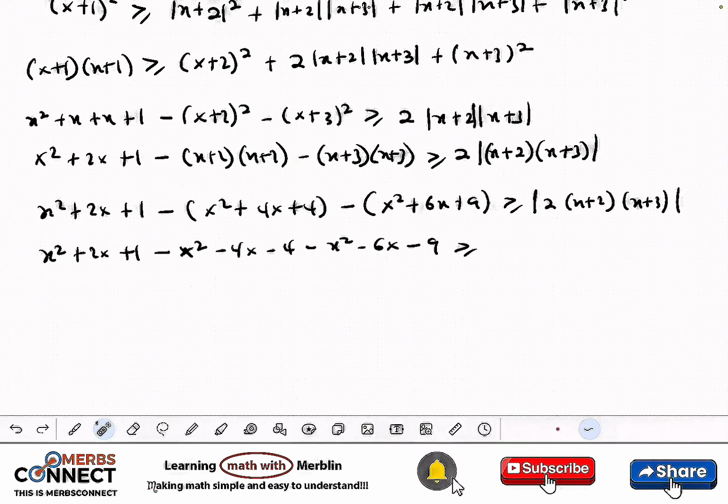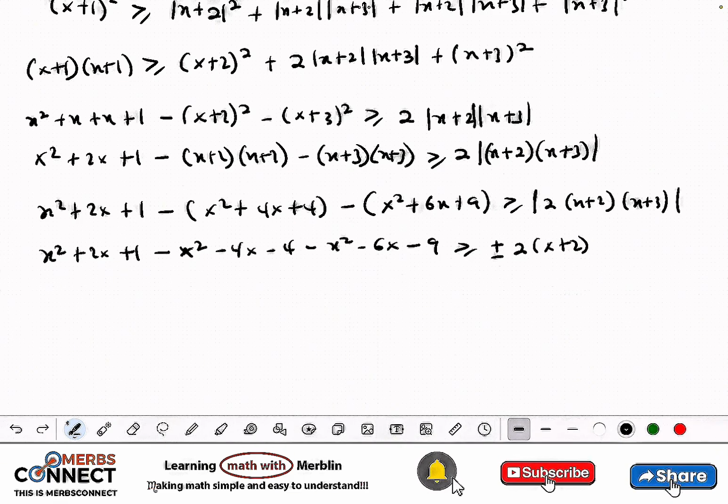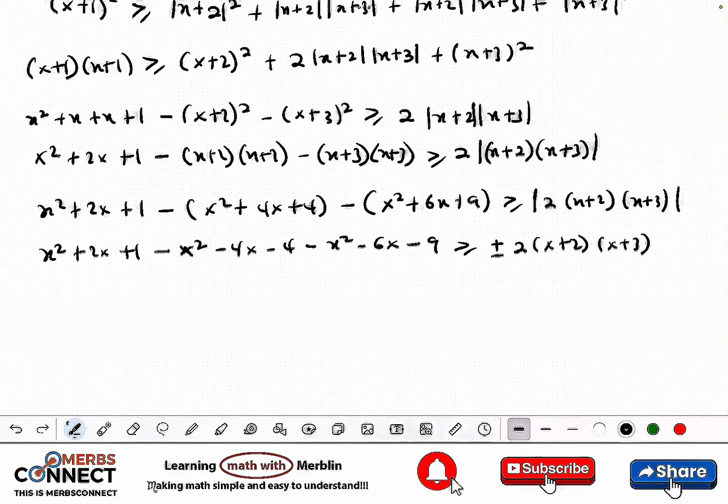So now we learned that with absolute, it is the same as plus or minus. So since we've squared both sides, what we are going to do is we are going to change this absolute to plus or minus 2(x + 2)(x + 3). Good. So this is what you are going to get at the end of the day.